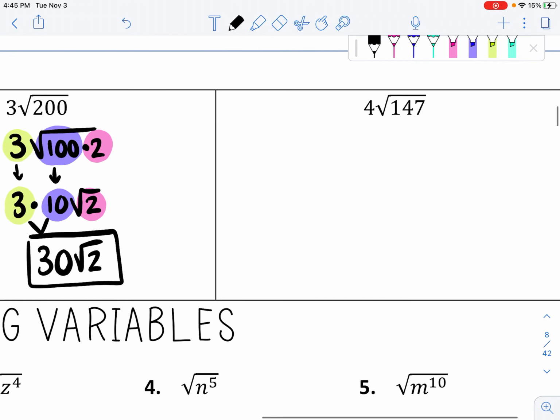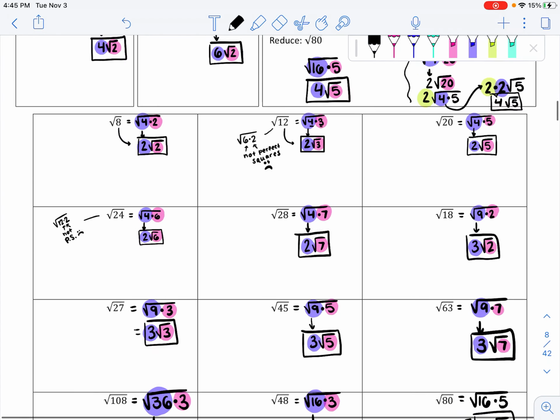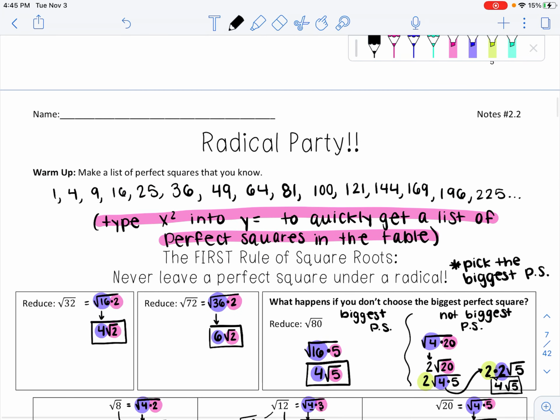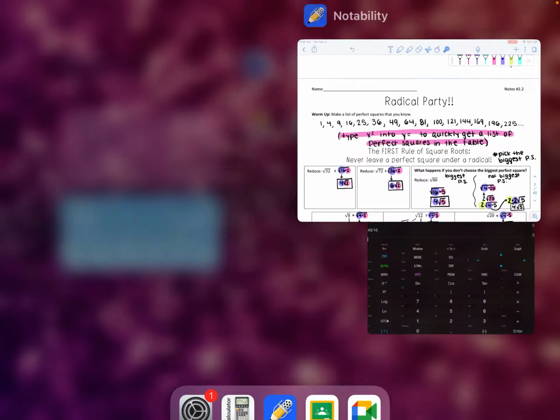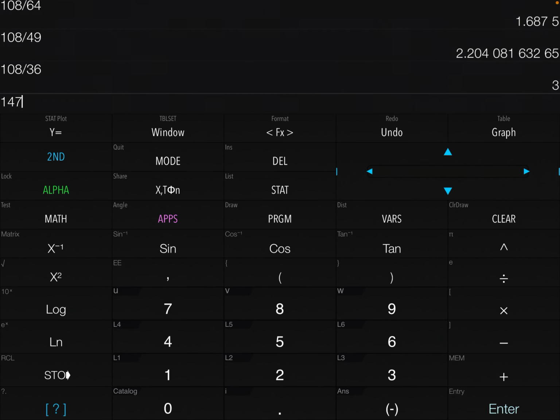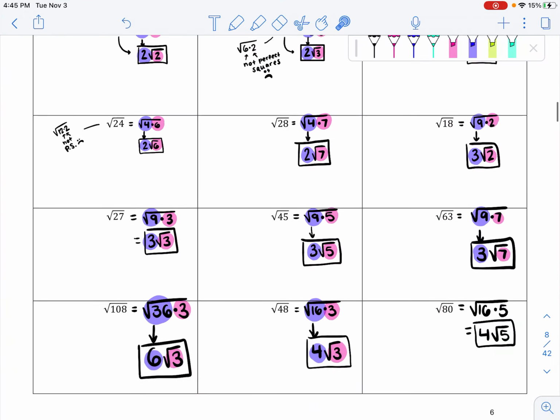And then 147. So 147 falls right here. So if you work your way down, you can start dividing. You'll see that none of these are going to work until we get to 147 divided by 49. So 49 is our biggest perfect square. So it's 49 times 3.